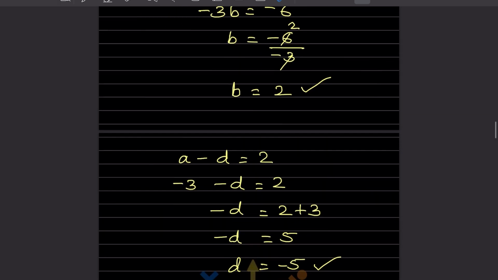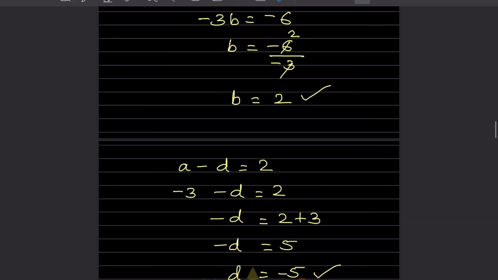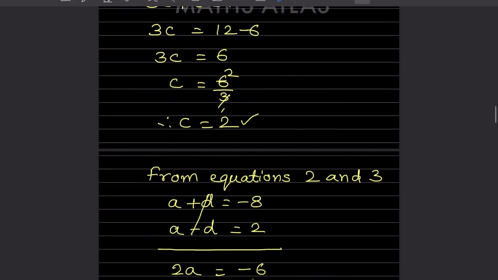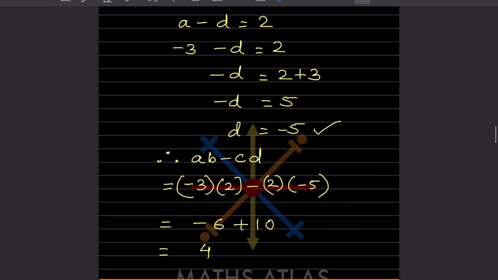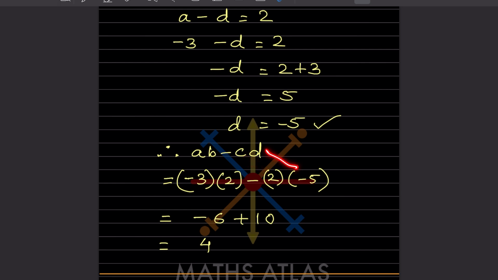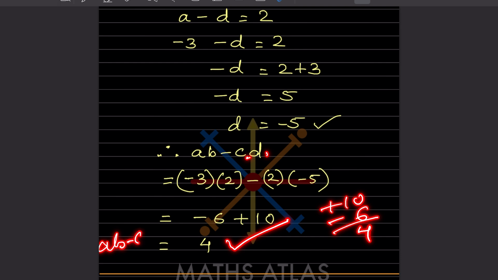B is 2. Again the value of C also is 2. So here we wrote this as this also is 2 and D is minus 5. So this will be minus 6, and minus and minus becomes plus, and this is 10. So now see here, plus 10 minus 6, that is going to be 4. So the answer is 4. So the value of AB minus CD, you can write over here, therefore AB minus CD is 4.